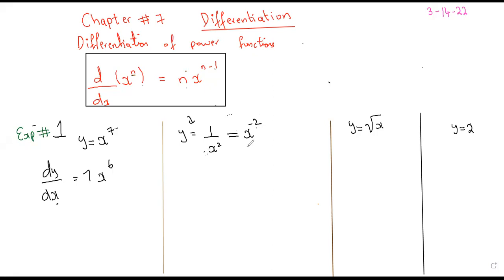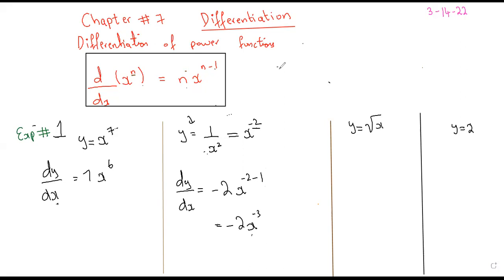So this is the equation now: y equals x to the power minus 2. Dy by dx would be, this minus 2 would be multiplied, minus 2x to the power minus 2 minus 1. So this would be minus 2x to the power minus 3. Very good, Ishal. So Munja, are you okay with this?